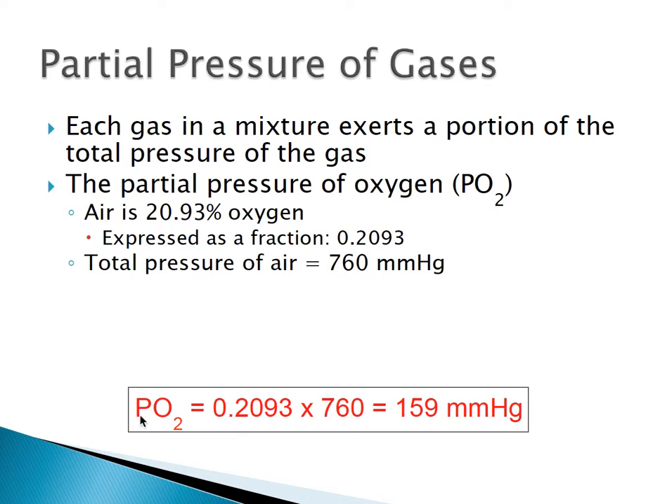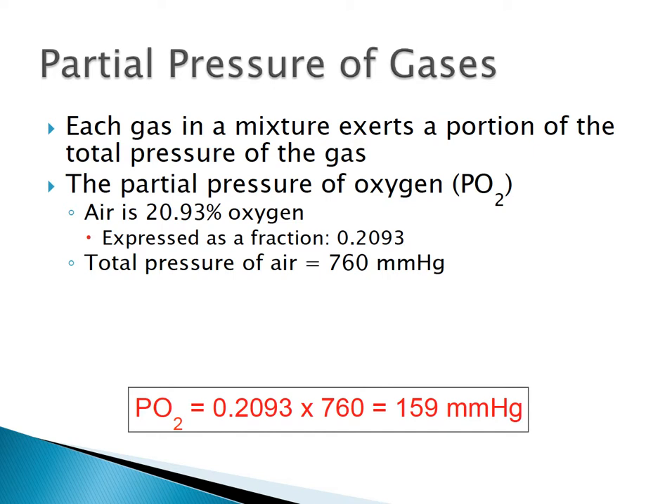So to calculate PO2 in room air, it's the percent of oxygen expressed as a fraction, so 0.2093, times the total barometric pressure, the air pressure, which is 760 millimeters of mercury at sea level. That's about correct. So the PO2 in room air is about 159 millimeters of mercury, and that's what we've seen before.